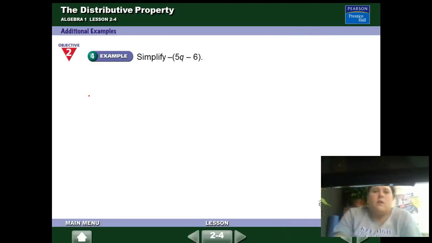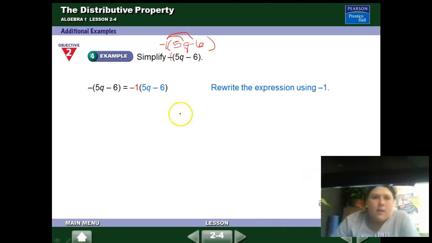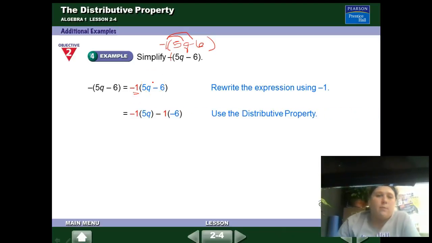So here in example 4 we have a negative outside of here. Now what I would recommend everyone doing is taking this and putting your 1 in here. So really you have negative 1 times 5q minus 6. We're going to little rainbow, big rainbow to everything. So let's take a look. You can see how they have included the negative 1 in here as well in red. And then we are going to little rainbow, big rainbow to everything in our parentheses.